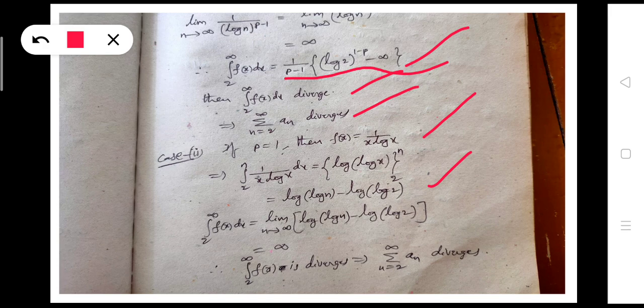And integral 2 to infinity f of x dx is equal to limit n tends to infinity log of log n minus log of log 2. Upper and lower limits are there. So if we apply n tends to infinity, we got what? Infinity. So therefore integral 2 to infinity f of x dx diverges. This implies sigma n is equal to 2 to infinity a n also diverges.